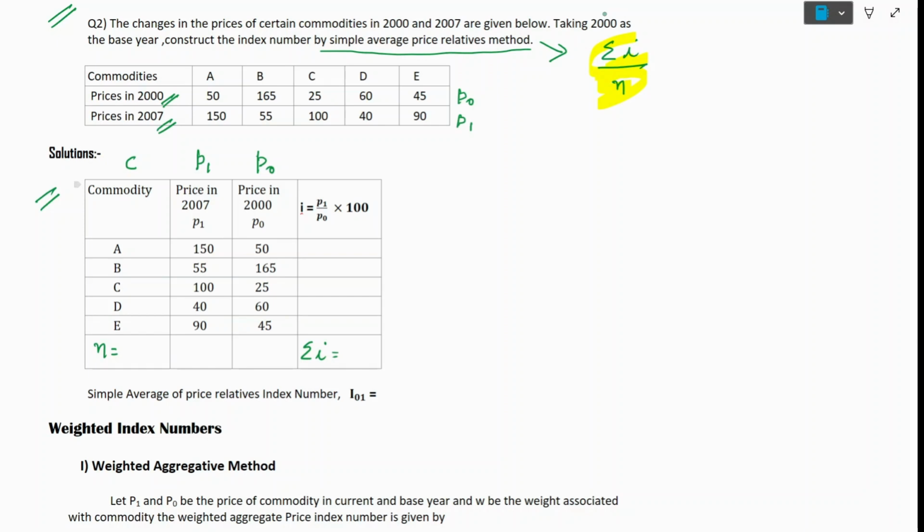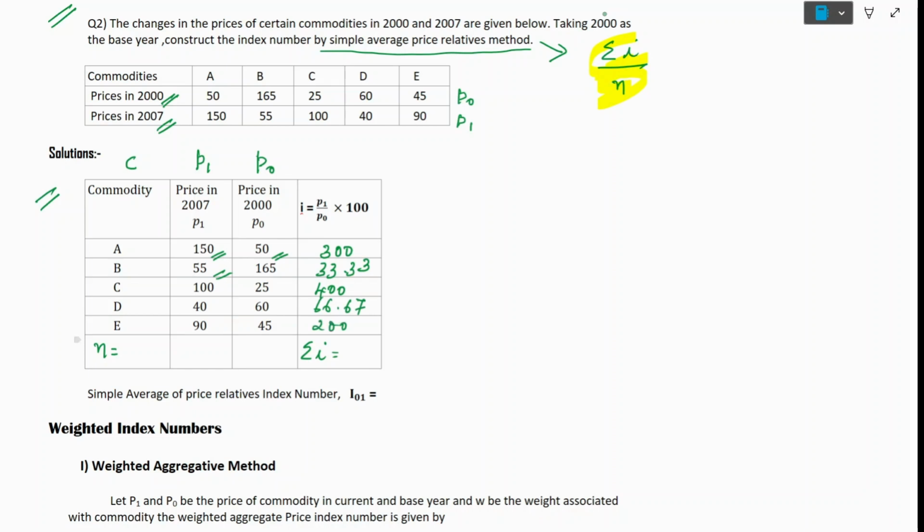What is I here? P1 divided by P0. What is P1 for A? 150. P0, 50. 150 divided by 50. That is 3. 3 into 100, 300. Next, 55 divided by 165. Don't make mistake. 55 comes first. Correct? 55 divided by 165. That is 33.33. Next, 100 divided by 25, 4. That is 400. Next, 40 divided by 60 into 100, 66.67. Next one, that is 200.